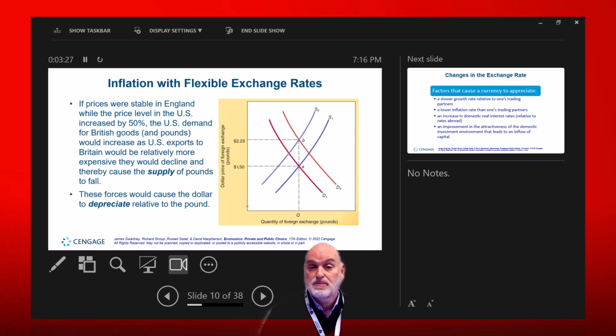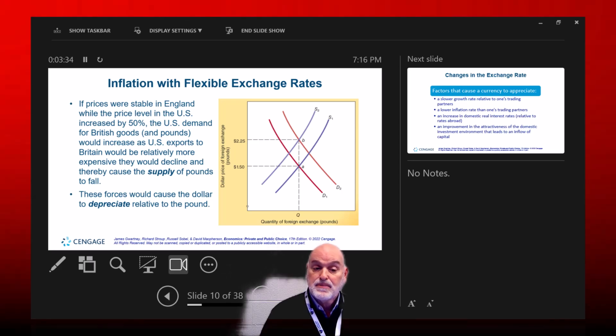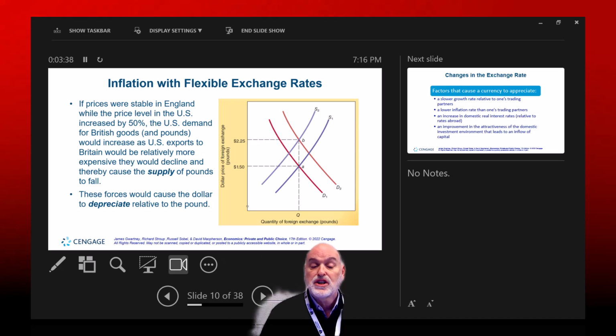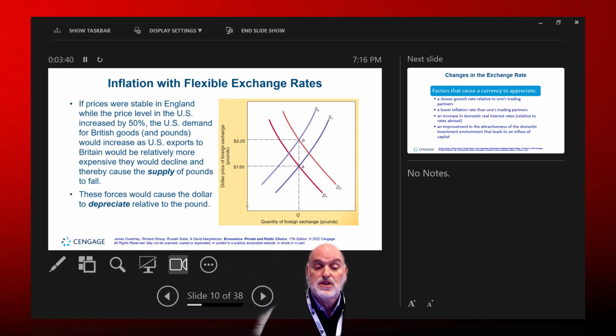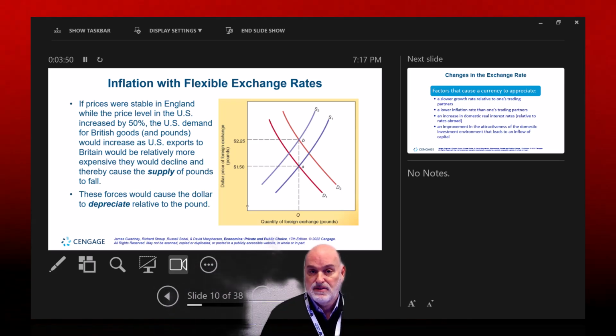Inflation with flexible exchange rates. If prices were stable in England while the price level in the United States increased by 50%, the U.S. demand for British goods and pounds would increase as U.S. exports to Britain would be relatively more expensive. They would decline and thereby cause the supply of pounds to fall. These forces would cause the dollar to depreciate relative to the pound.